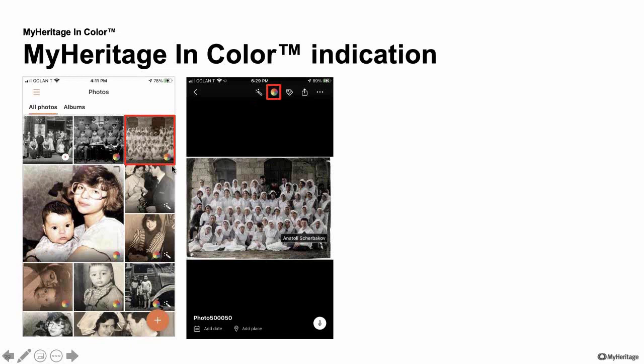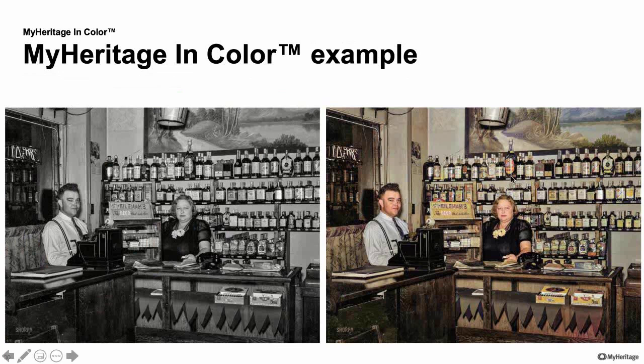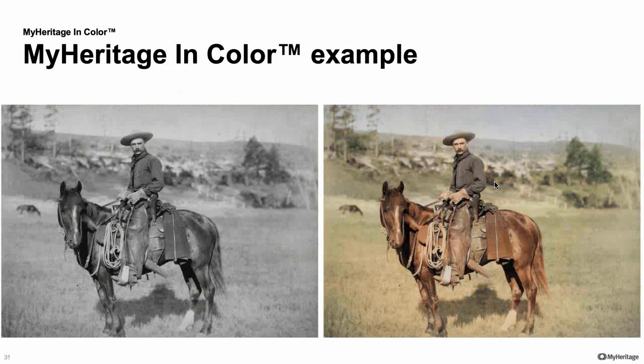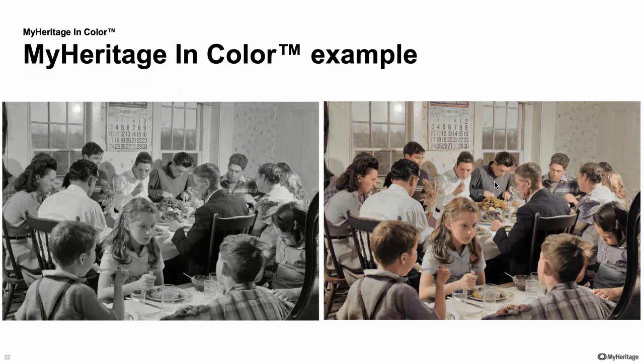So now I'll show you a few examples. You can really see the details of how the black and white photo has been colored. So this is the first one. This is another example. And here's the last one for today. Pay attention to the details of the food on the table. It's very nice, and also the calendar.